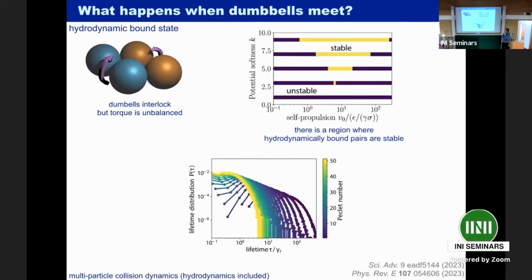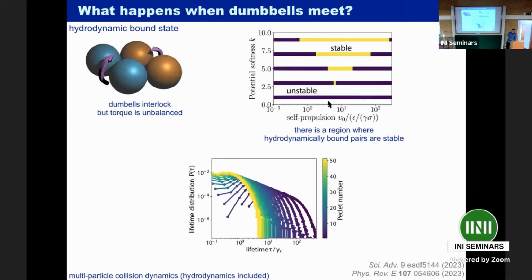The next thing one might want to ask is, well, what happens when dumbbells meet? Okay, so 2 of them can collide with one another, and then they're going to be stuck. Well, it turns out that under certain circumstances, if they are soft enough, so if they're hard, they always can get around each other. But if they are soft and they're driven with the right amount of speed, there's a region here where they are stable. So these will form a bound state. But there's some distribution of the lifetimes, even in the unstable region, they'll form a bound state for some time.